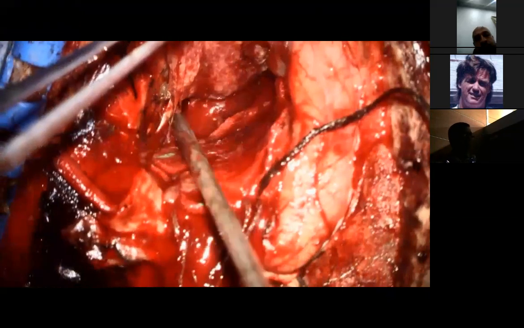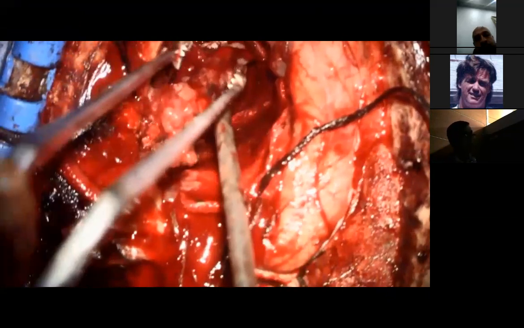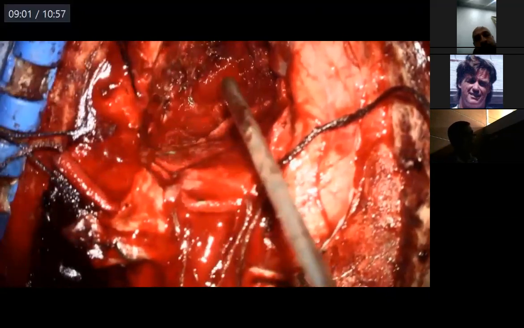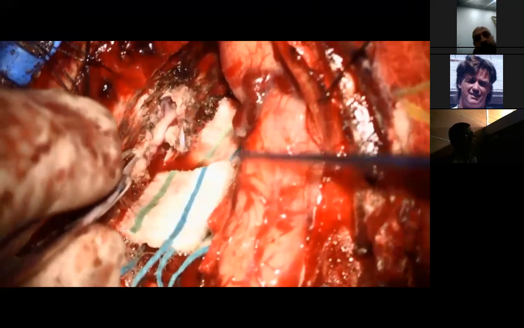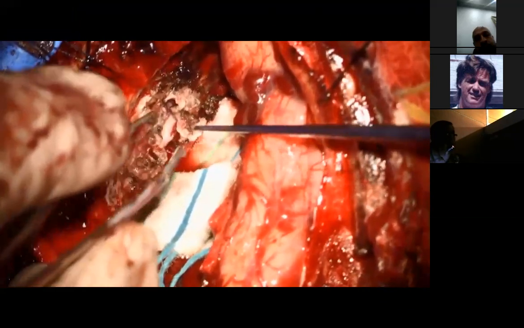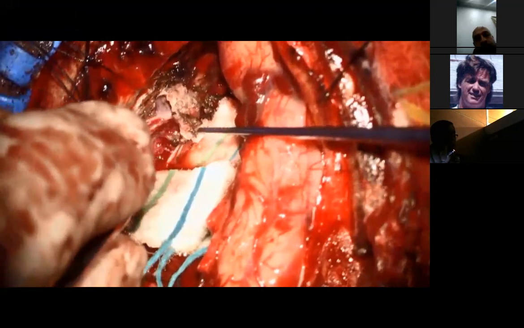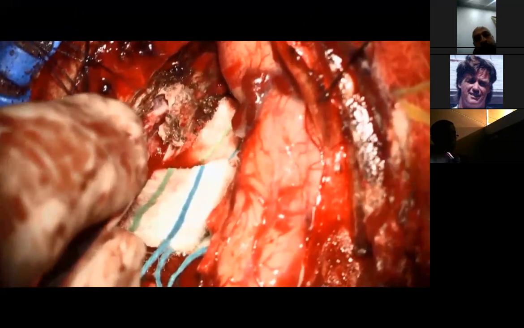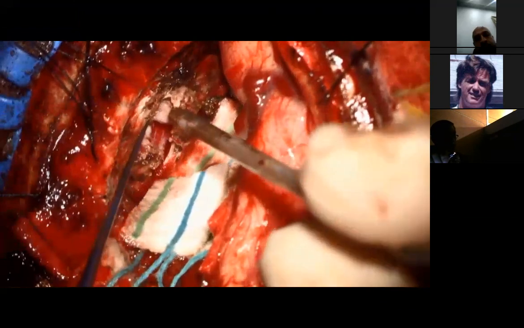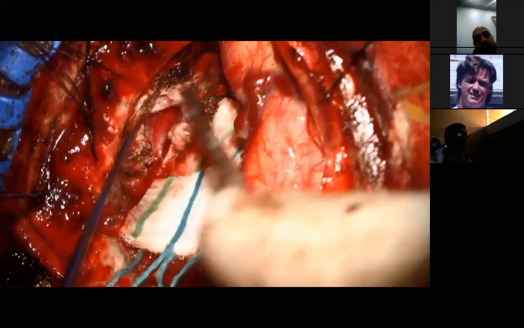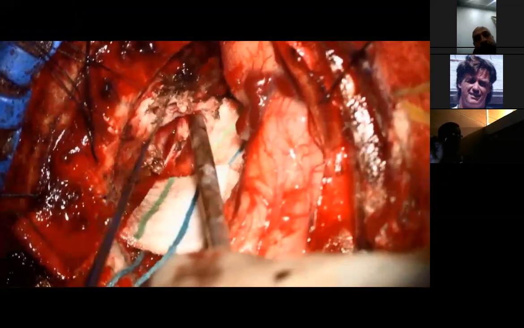Now I'm coming to the falx. I can see the falx. So this is the tumor inside the falx cerebri, and the tumor is extending to the left side. This is the right side, and this is the falx that I have to excise. This is called Simpson grade 1.